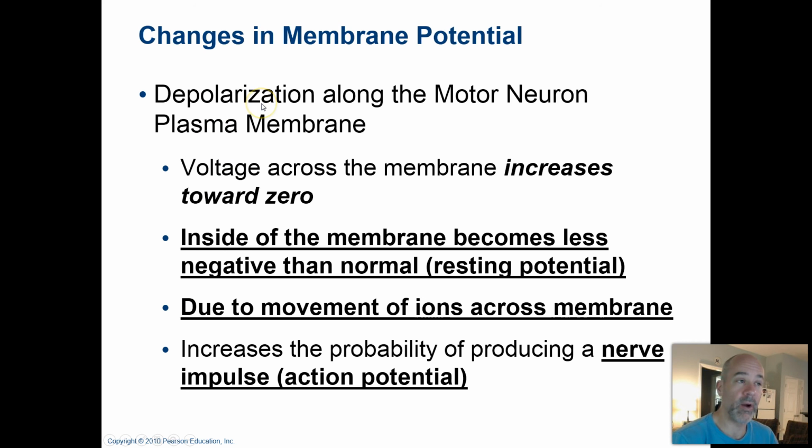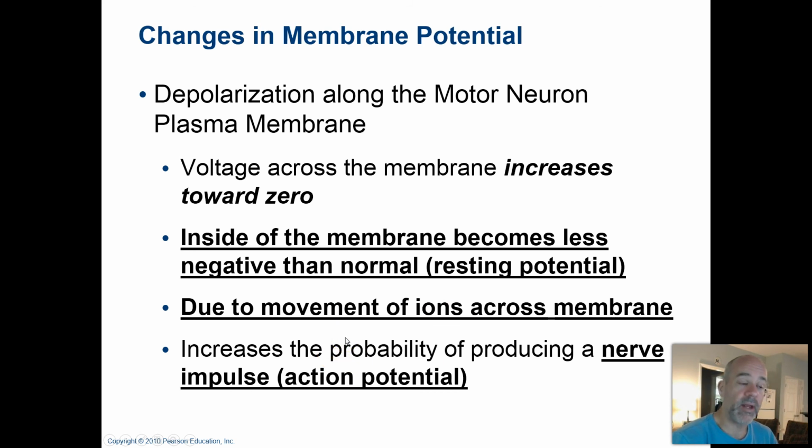And so we said, okay, this motor neuron is receiving signals. It's being stimulated by other neurons, receiving communications from the brain, and that communication causes certain types of sodium channels to open up. They start letting sodium ions inside, and so our voltage increases towards zero. So the inside of the membrane is becoming less negative than it normally would be at your resting potential. And again, it's due to movement of sodium ions across the membrane, usually.